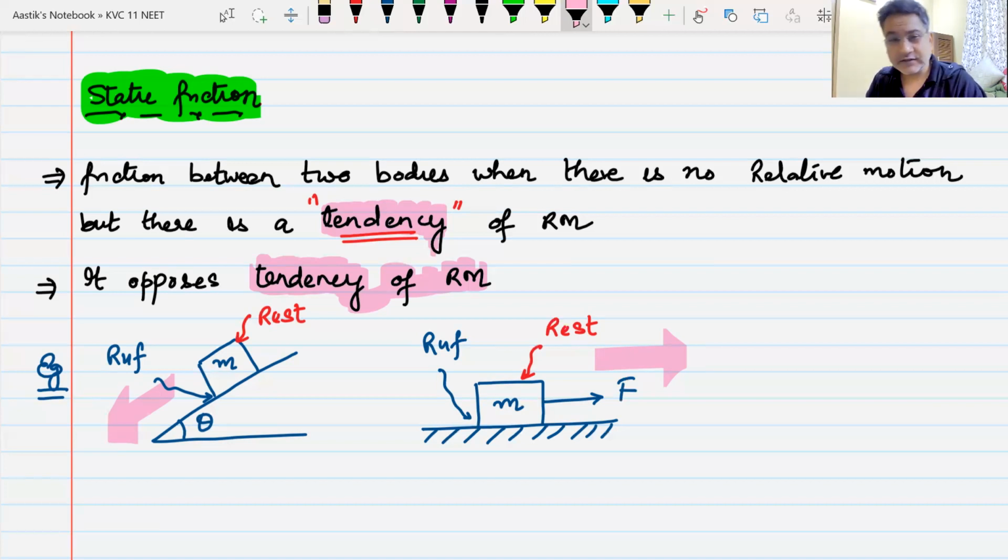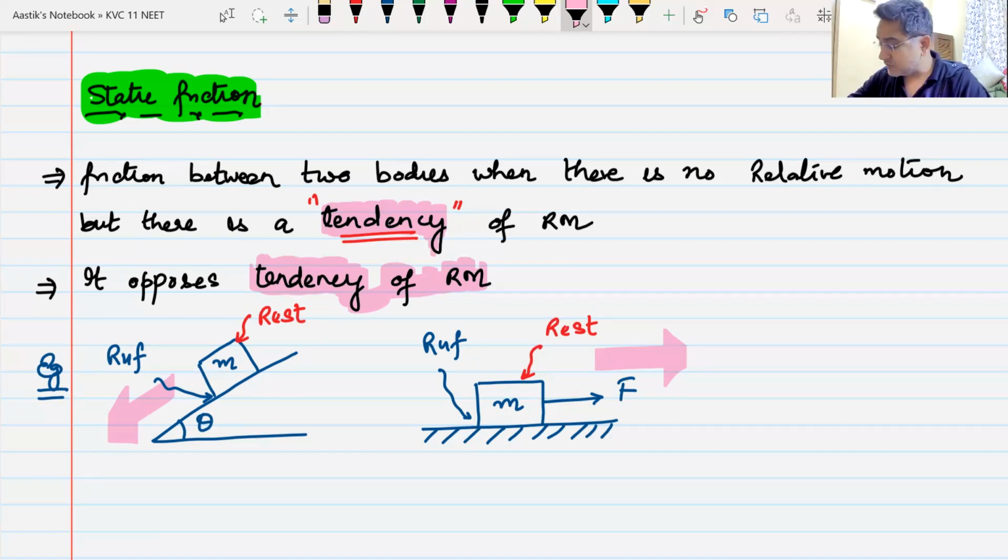Static friction. That is again your static friction. Even though there is no motion, there is a tendency of motion. It wants to move. It's not moving. The friction which stops it is static friction.